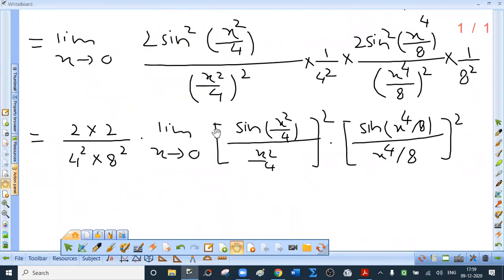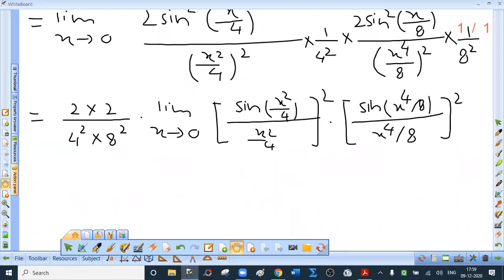Now the next part is simple. The constant term is to be written outside the limit. So 2 into 2 upon 4 square into 8 square. Simplify this. So this is what? 1 upon 256. Limit of square is square of limit. Right?